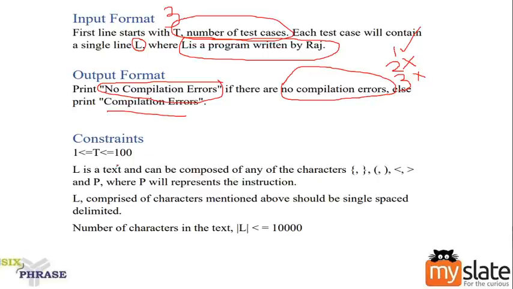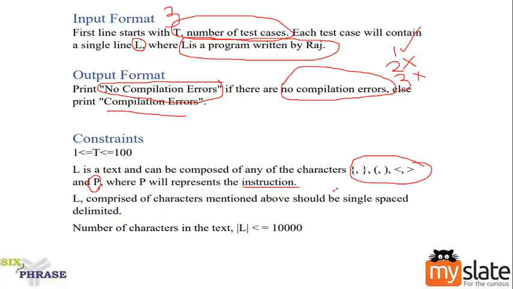Okay, so L is a text and can be composed of any of these characters. It can have any of the three brackets and P. What is this P? P is nothing but the instruction. Okay, we already said there are four scenarios we need to check. What are the four scenarios? Three sets of brackets and the value P. P is nothing but the instruction.